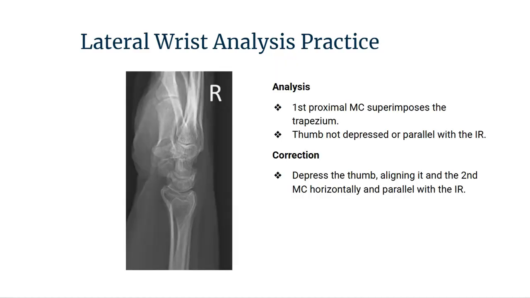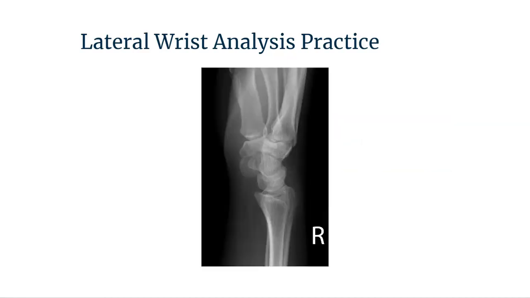So let's break this down together and figure out what's going on in this lateral wrist projection. Looking at this wrist, if you recall, image analysis guidelines state that we want to see the trapezium in this image. And in this case, the first proximal metacarpal is superimposing that trapezium. This is indicative that the thumb was not depressed or parallel with the IR. In order to correct this imaging, we need to depress that thumb, aligning it with the IR to free that trapezium up from superimposition. Go ahead and review this last lateral image projection and answer the following question.